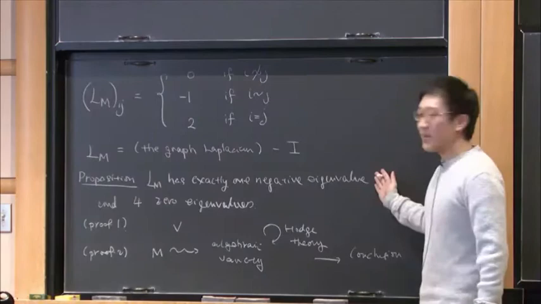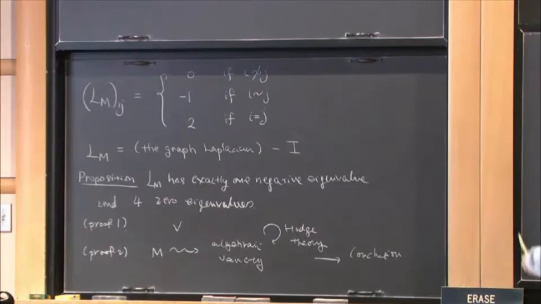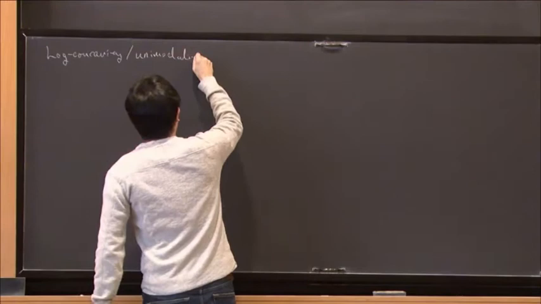So I would be very interested in how to prove this proposition in an intelligent way, not via proof one nor proof two. So I have become interested in the statement written there, conjecture A, because of this set of conjectures of log-concavity and unimodality conjectures in combinatorics.